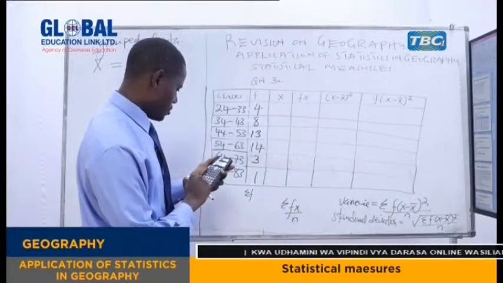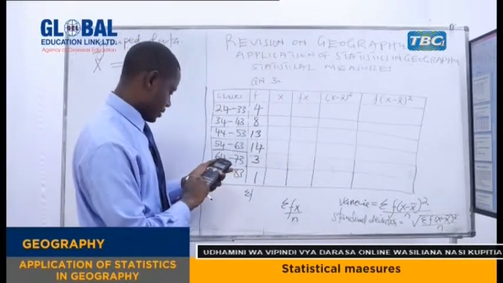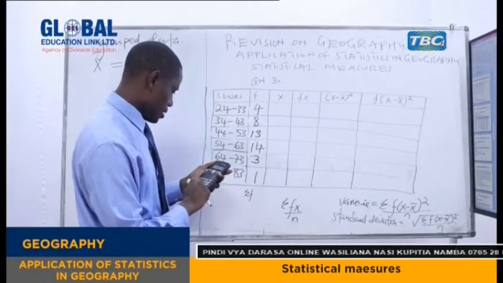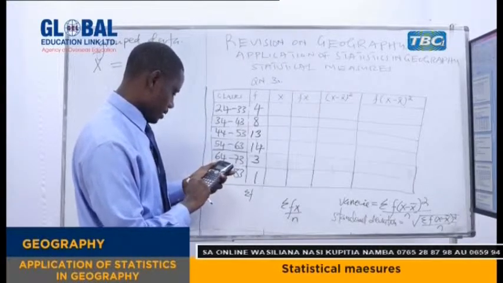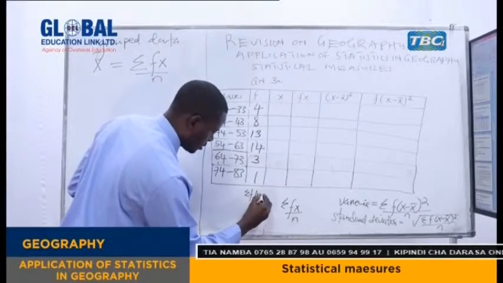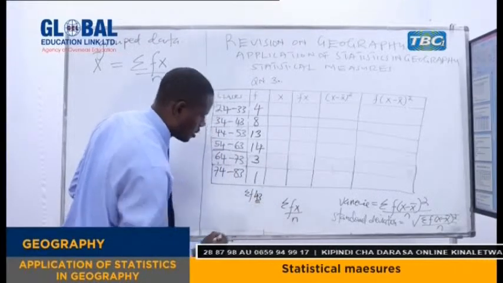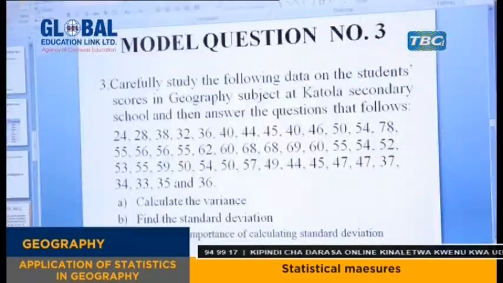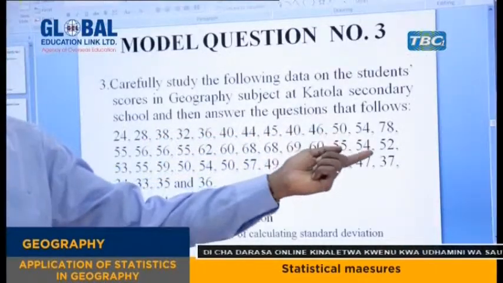You check the summation of F. Then you take 4 plus 8 plus 13 plus 14 plus 3 plus 1. Then you come up with a total of 43. So you should check if at all you have 43 based on the question.